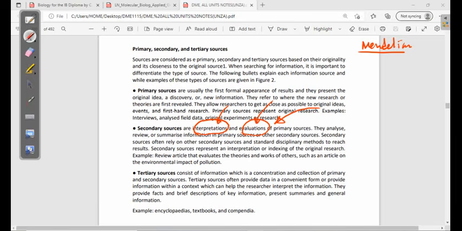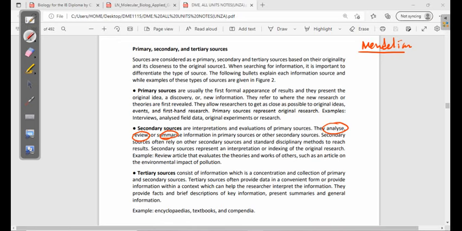So when different scientists, such as Morgan, came up and did their own work on fruit flies, they evaluated Mendel's data and said, yeah, this information is right. So secondary sources of information are simply interpretations and evaluations of primary sources. They are going to analyze and also review. You get to look at what someone did and summarize the information.